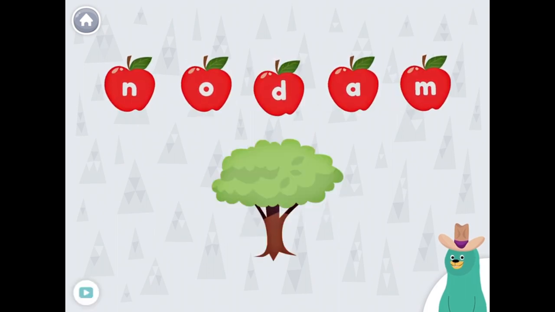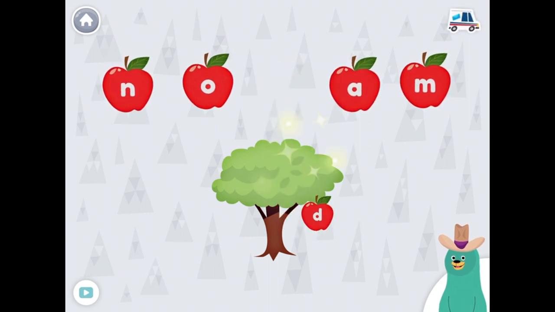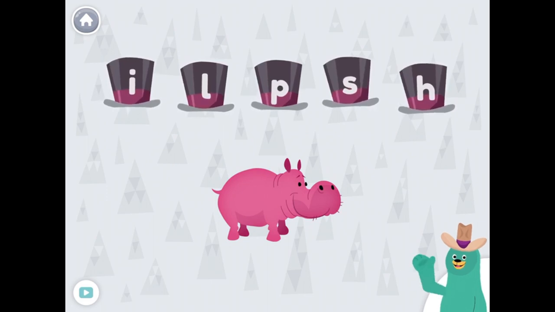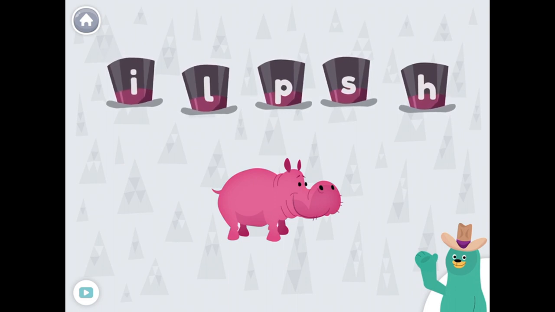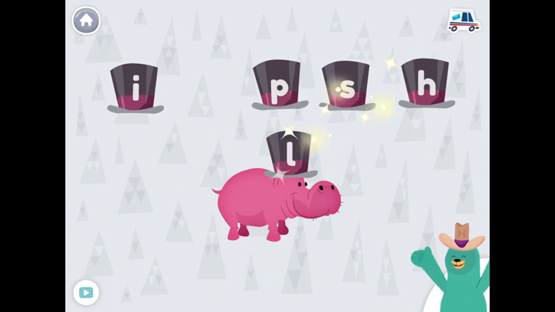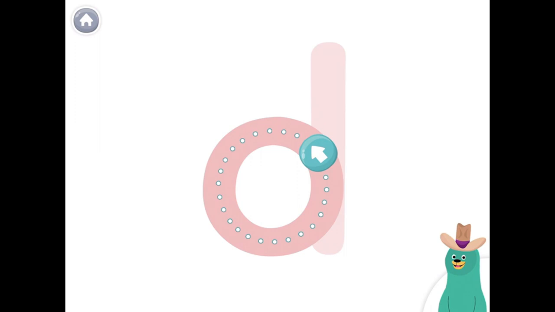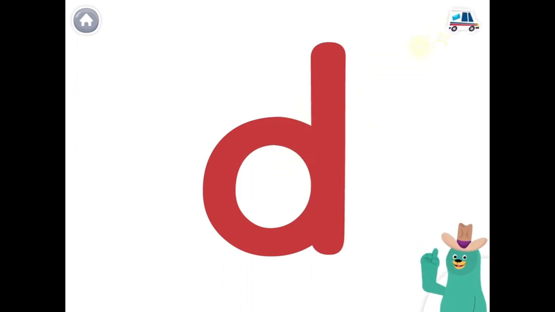Put the apple with the letter D on the tree. Duh. That's right. Put the hat with the letter L on the hippo. Yay! Trace the lowercase letter D. Great! You traced the letter D.